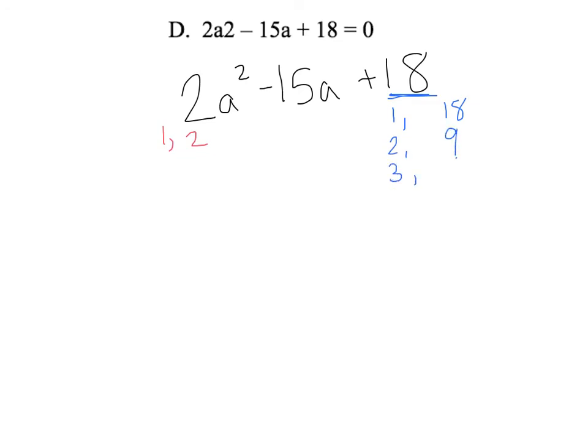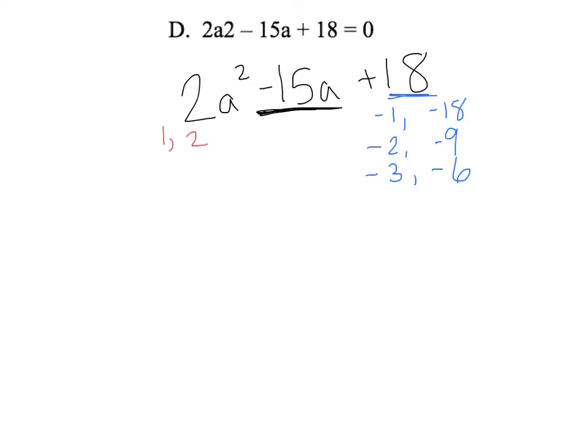3 and 6. But when I look at my middle number, we're trying to get negative 15, and there's no way that all these positive numbers are going to give me a negative number in the middle. So the other way I could get positive 18 by multiplying is if both of our factors are negative. So that means all of my factors of 18 have to be negative.